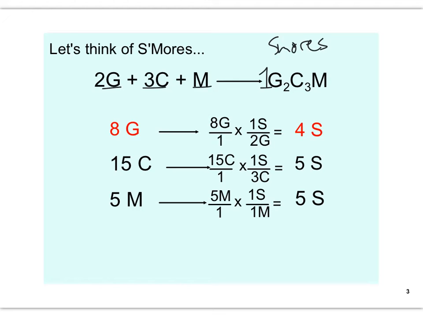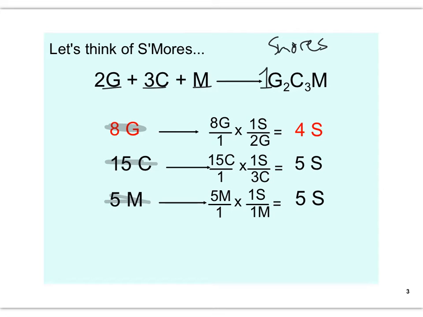Well, let's pretend for a second that you're going to make s'mores, you're out camping, and you have 8 pieces of graham cracker, 15 pieces of chocolate, and 5 marshmallows. Well, one of these is going to hold you back. One of them is going to stop you from making more. So in this case, if you have 8 pieces of graham cracker, we can convert that into s'mores, because for every 2 pieces of graham cracker, I can produce 1 s'more. So 8 graham crackers, and we're going to bring our 2 graham crackers per 1 s'more, so this is just our conversion.